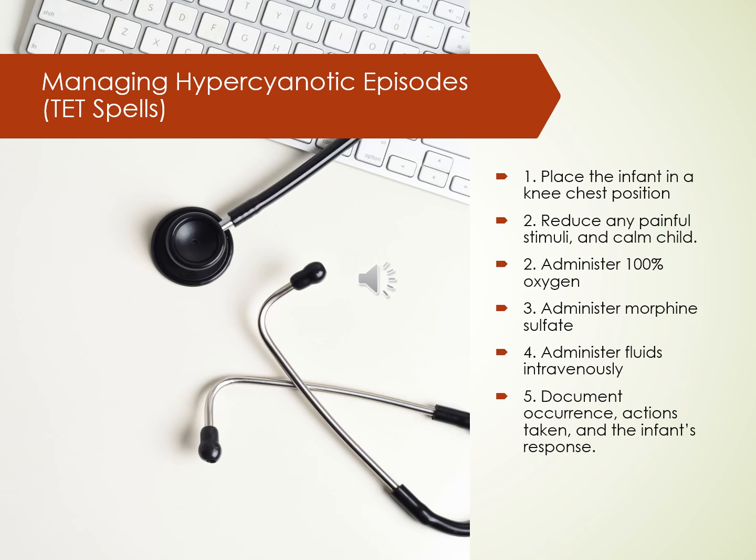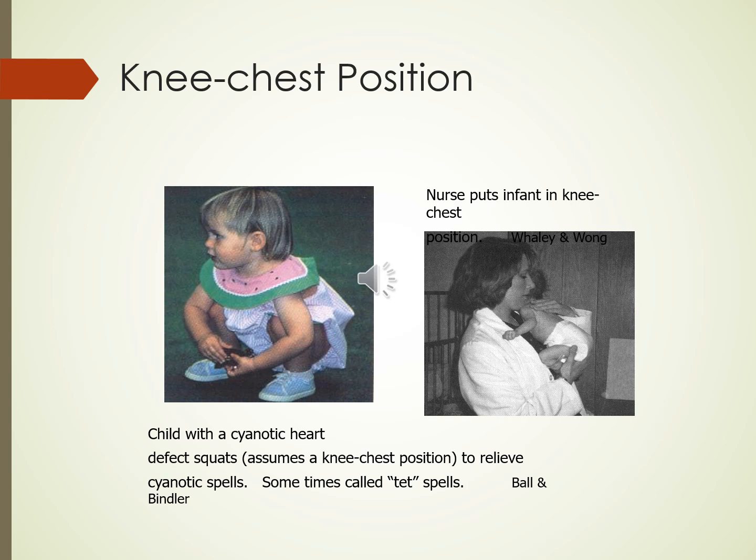So let's take a look at what the knee-chest position looks like in infants and toddlers. You have one picture with a nurse putting the child in an infant knee chest position. And then you also see a child that has a cyanotic heart disease deficit. See how they're kind of squatting? They have that knee chest position, and that helps to relieve those spells. What do we often call these? TET spells.